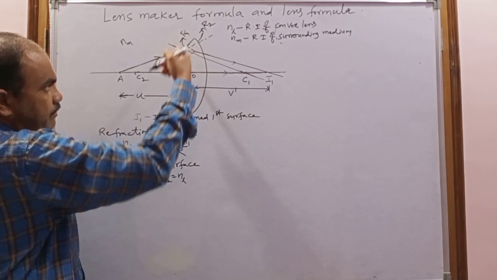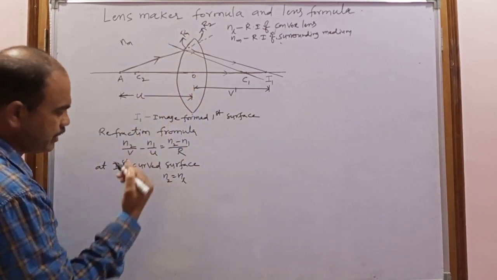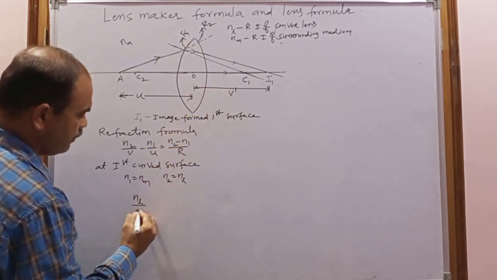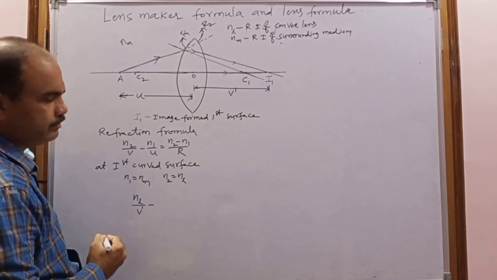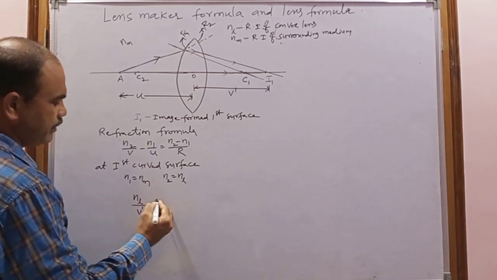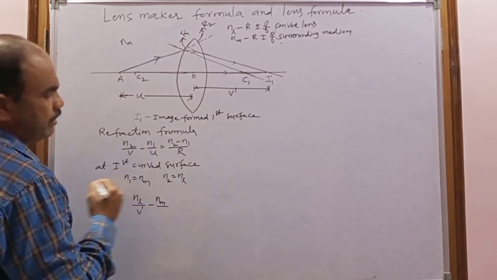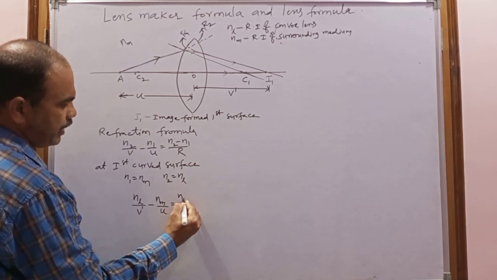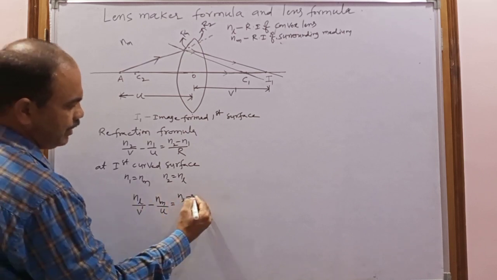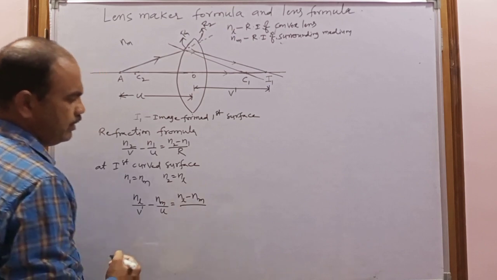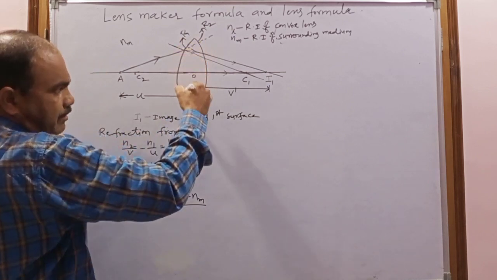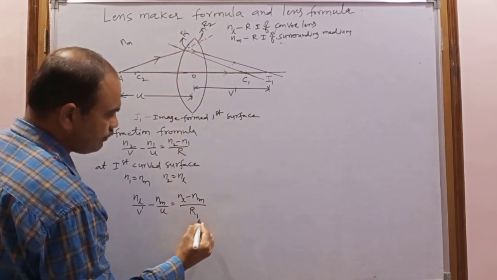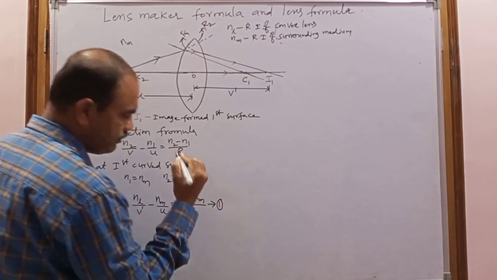When I apply this formula for the first curved surface, N2 means N suffix L, the refractive index of the lens, by V, the image distance, V dash, minus N1, the refractive index of the surrounding medium, by U, the object distance, equals N2 minus N1, the refractive index of the lens minus the refractive index of the surrounding medium, by R. R is the radius of curvature of this first surface. What is the radius of curvature of this first surface? R1. Now let us call this the first equation.